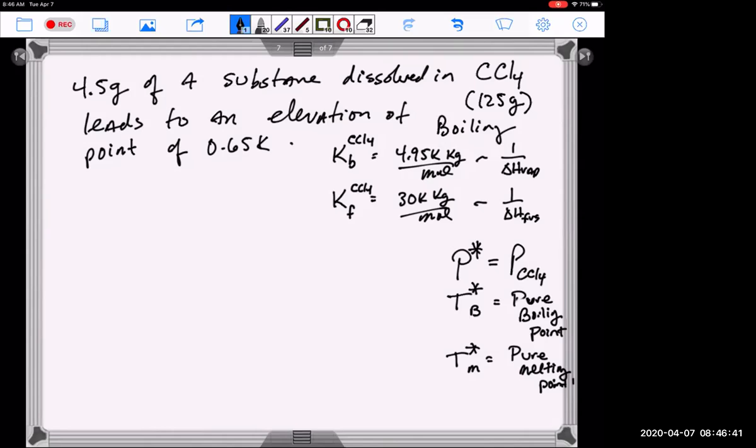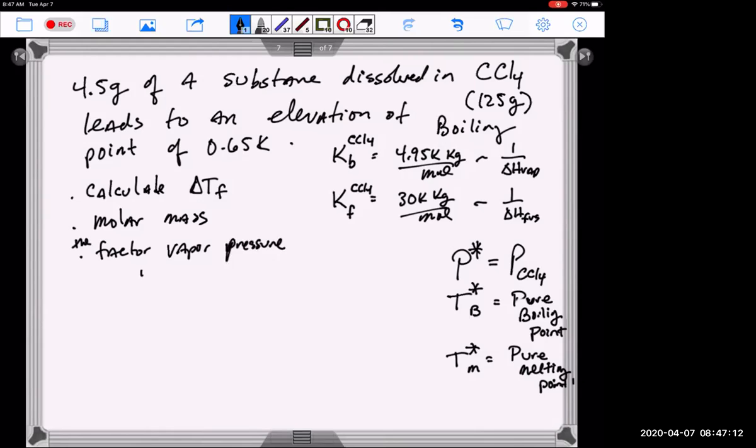All right, so, what do we want to know? We want to calculate delta TF, calculate the molar mass, and calculate the factor that the vapor pressure is lowered, right? So this is the Raoult's law factor, the factor the vapor pressure is lowered.